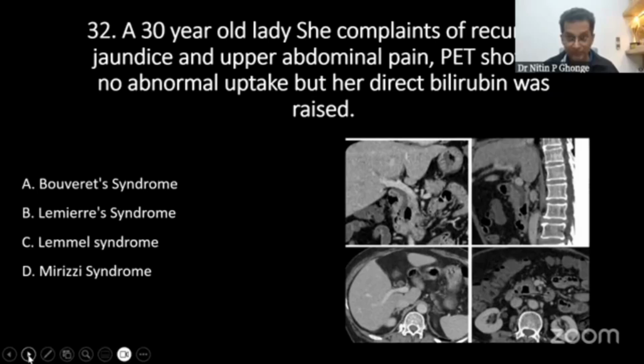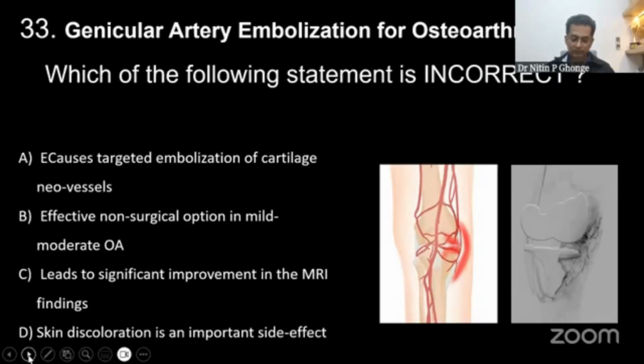There is duodenal diverticulum obstructing the CBD, which is called Lemmel syndrome. You can also read about the others, which are also very, very important. Genicular artery embolization is recently used to treat mild to moderate osteoarthritis, which is clinically improving but not evident on MRI. So statement in C is wrong. Rest of the statements are correct.